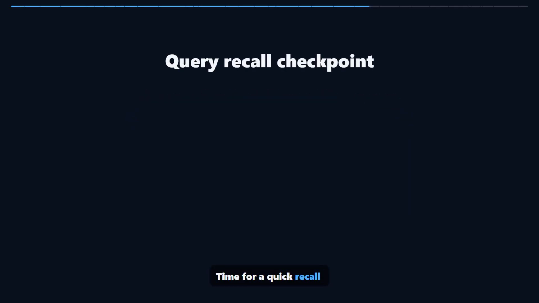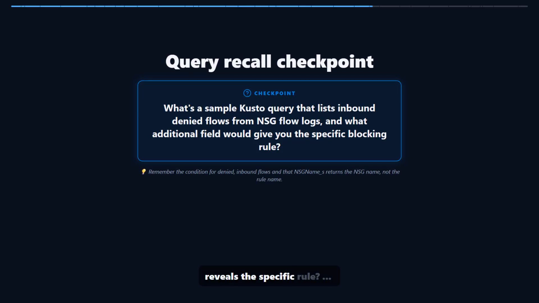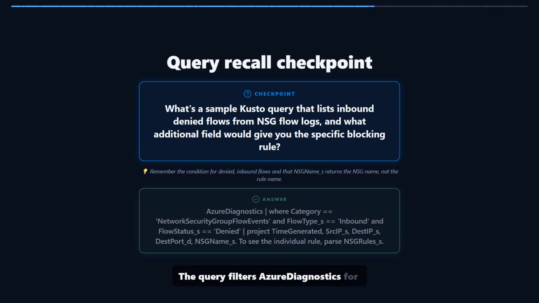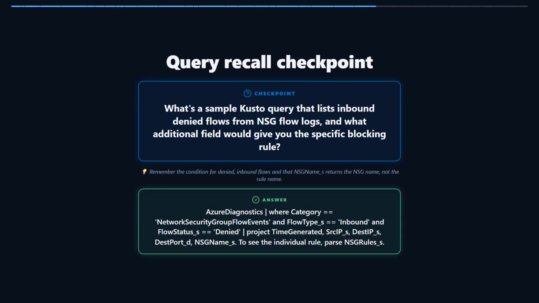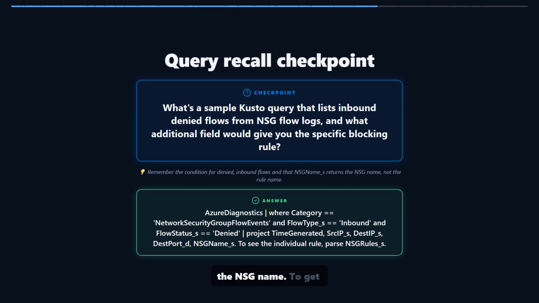Time for a quick recall check. What's a sample Kusto query that lists inbound denied flows, and what extra field reveals the specific rule? The query filters AzureDiagnostics for denied inbound NSG flow events, projects the key fields including the NSG name. To get the rule name, you'd extract from NSG rules.